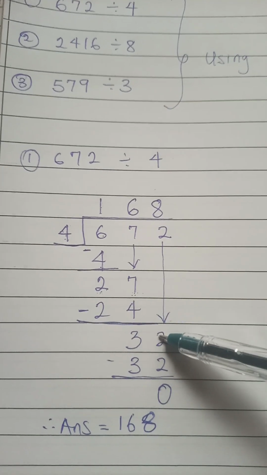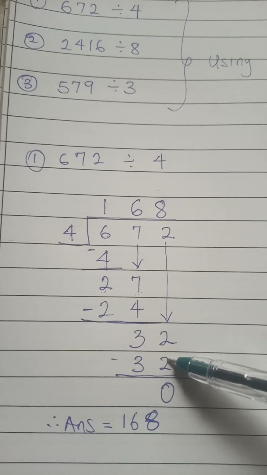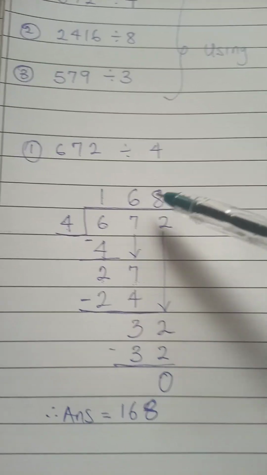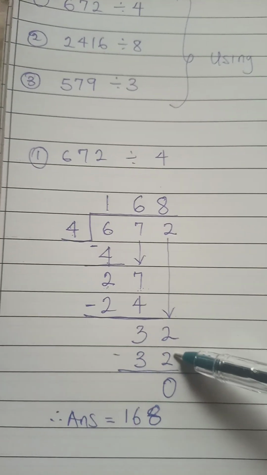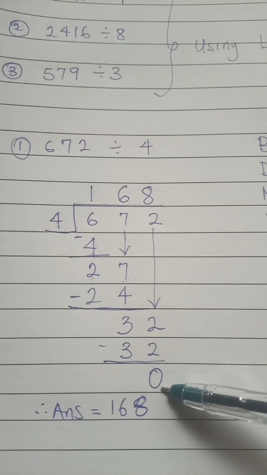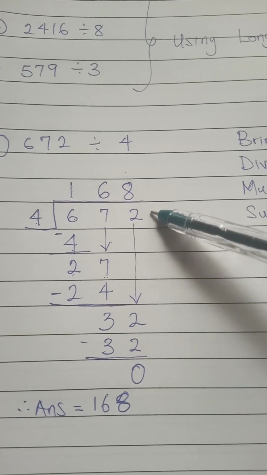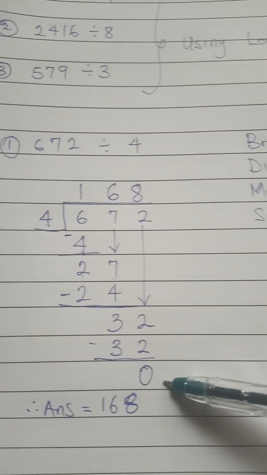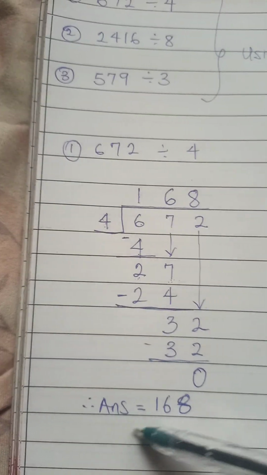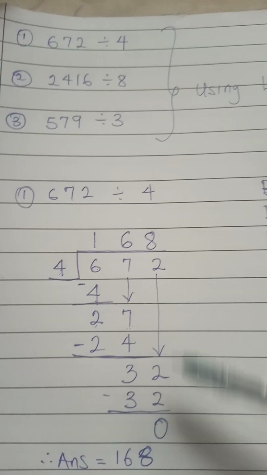Then we brought down the 2, making 32. Then 4 goes in 32. That gives us 8 times. 8 times 4, 32. We are left with nothing, but that is not the yardstick that we should stop. We stop only when we come to the top here and have nothing to bring down again. So we say our answer is 168.